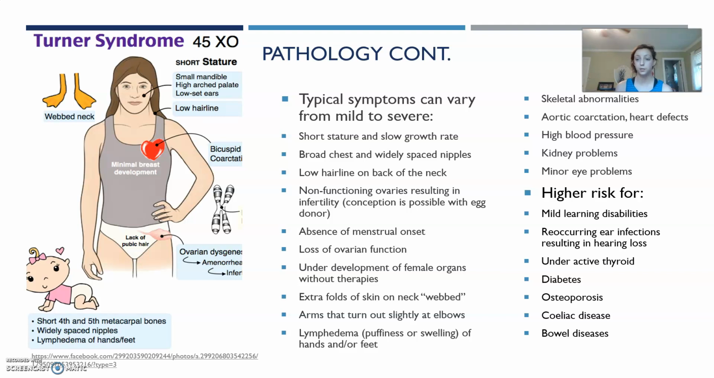Turner syndrome individuals are also at a higher risk for mild learning disabilities, recurring ear infections that can result in hearing loss, underactive thyroid, diabetes, osteoporosis, celiac disease, and bowel diseases.